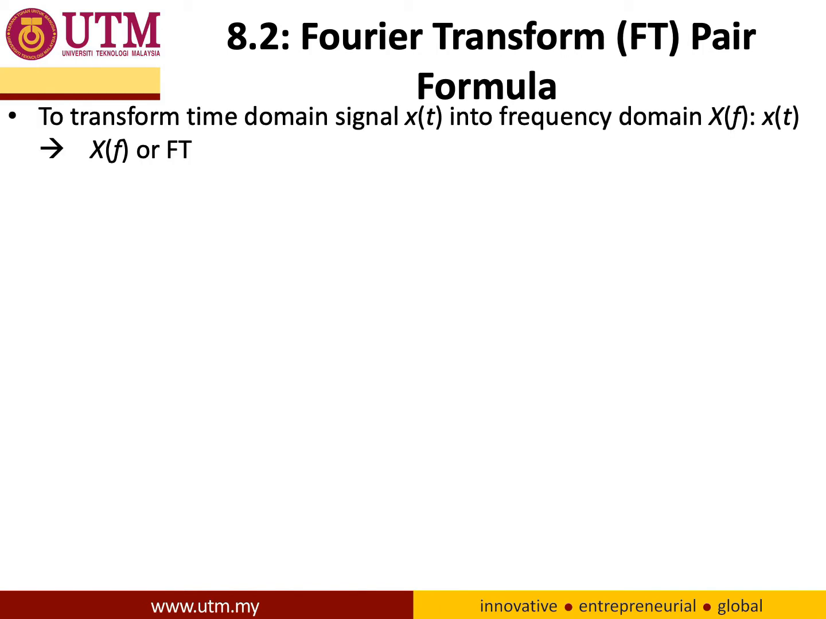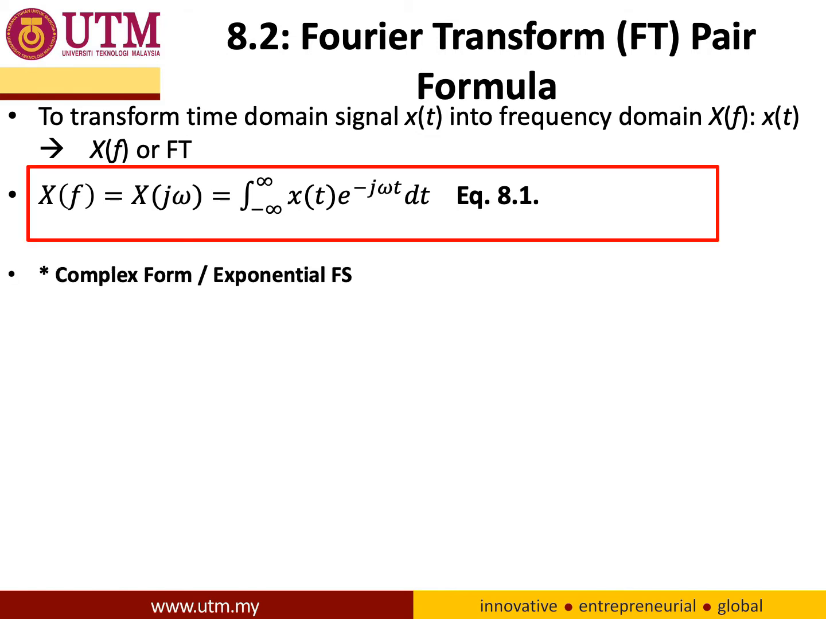In order to transform time domain signal x(t) into frequency domain X(f), we have what we call the Fourier transform, and the equation is given in equation 8.1, which is capital X(f) or X(j omega) equals the integral from minus infinity to infinity of x(t) exponential minus j omega t dt. And if you look carefully, it resembles the topics that we discussed earlier on exponential Fourier series.